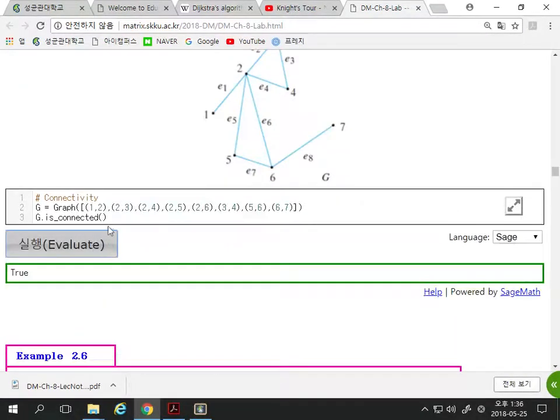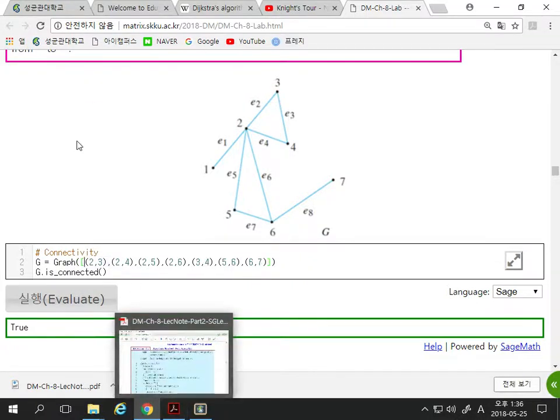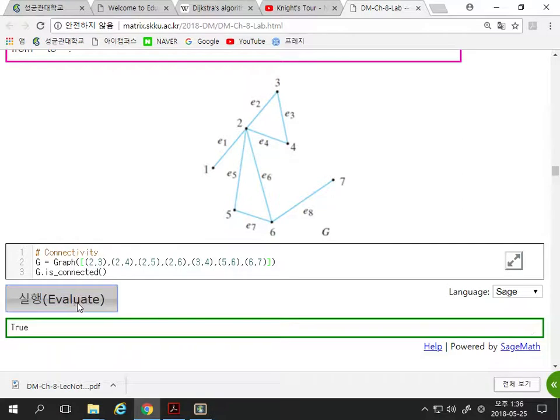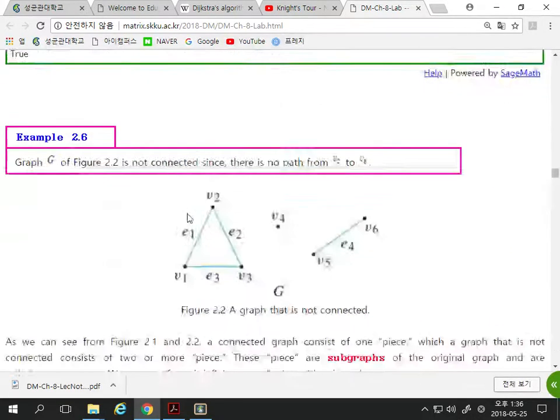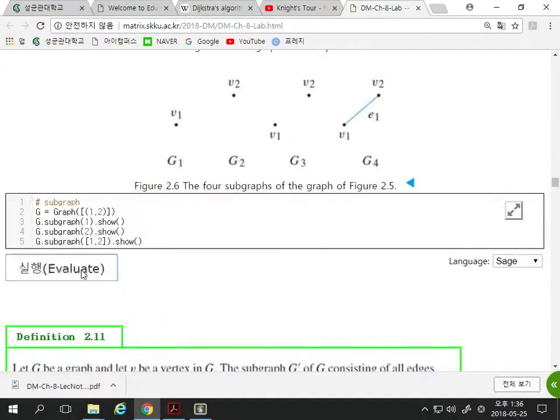And asking whether this graph is connected or not, this says this graph is not. This graph is connected. But if you delete, for example, E1, from 1 to 2, if you just delete this, then see what happens. Is this graph connected? This is 2, 3, 1, 2. If 1, 2 is missing, then 1 is isolated, okay. Anyway, let's go. And this is subgraphs.